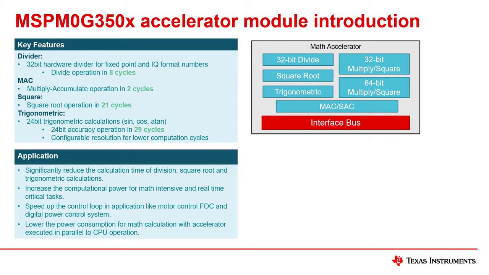For square root, only 21 cycles are required. Available trigonometric functions are sine, cosine, and arctangent. In 24-bit precision mode, 29 cycles are required for an operation to complete. If that level of precision is not needed, the number of bits can also be reduced to reduce computation time.